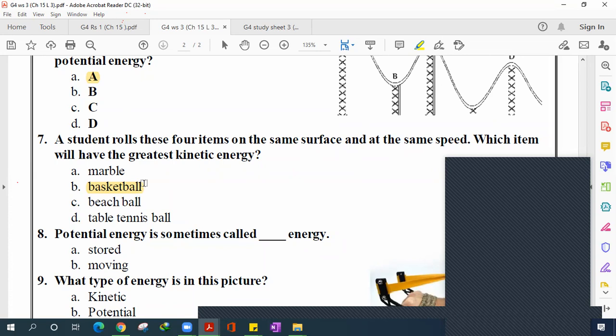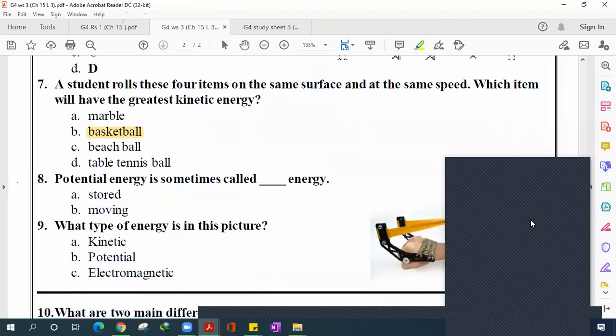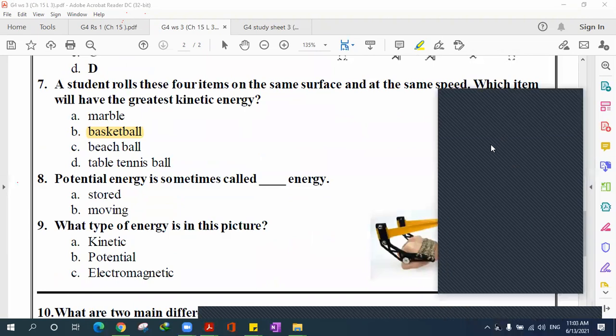Now, number 8, potential energy. Hamza again. Potential energy is sometimes called... We can't hear you, by the way. My mic is muted. Okay. Number 8 is gonna be stored. Yes, thank you so much, Hamza. Moving is for kinetic. Yes, moving is for kinetic. Well done. Okay, now we have Iyad Tamer, number 8.